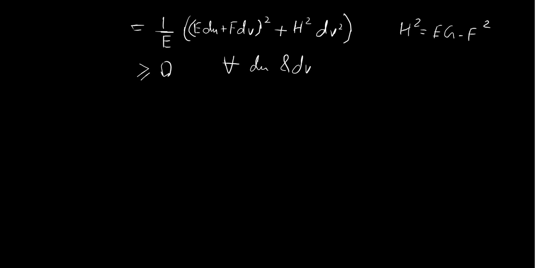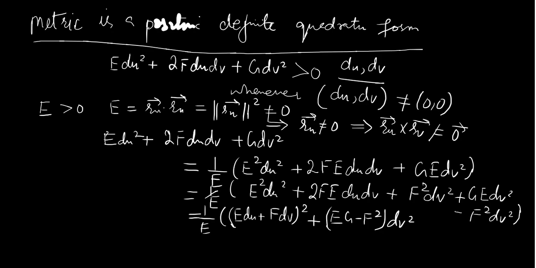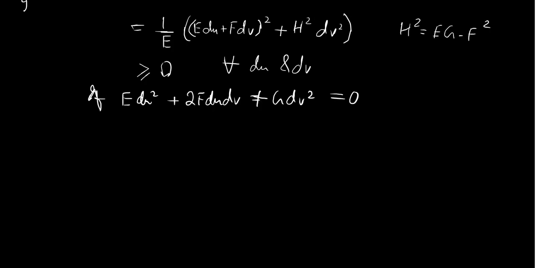But now we want to show that this cannot be 0 if both du and dv are not equal to 0. So for that, if e du square plus twice f du dv plus g dv square is equal to 0, and if I go to the previous page, it means that what I have evaluated here should be equal to 0.